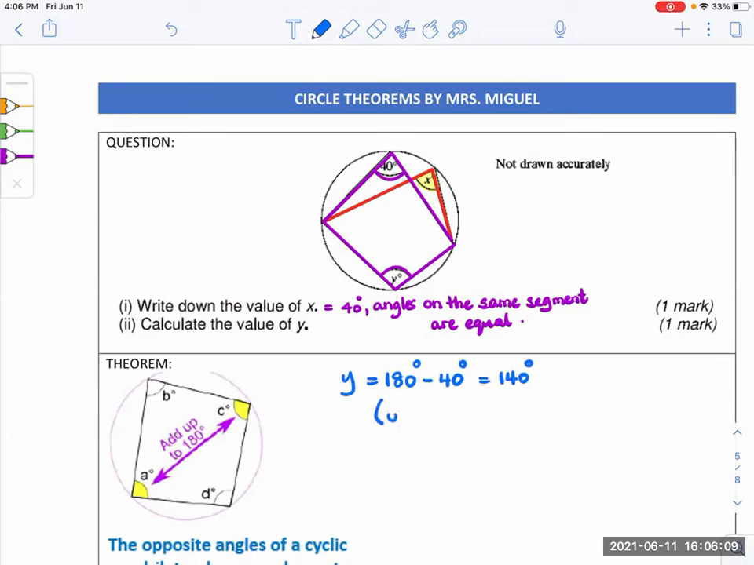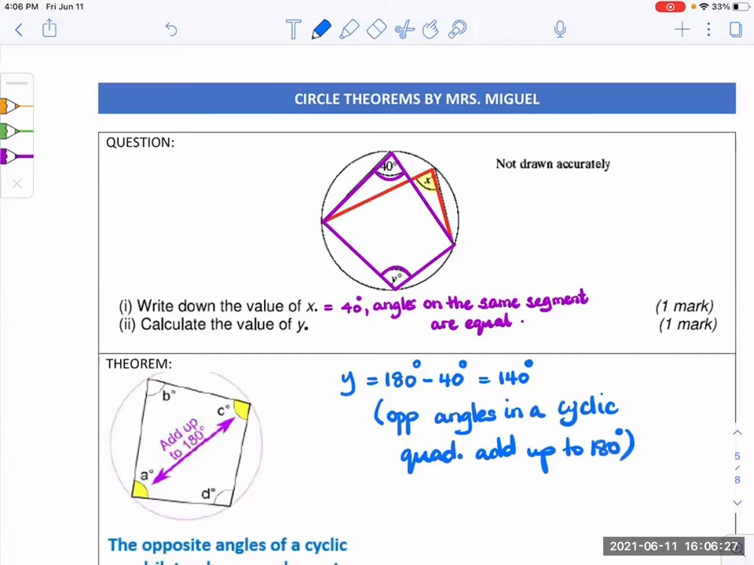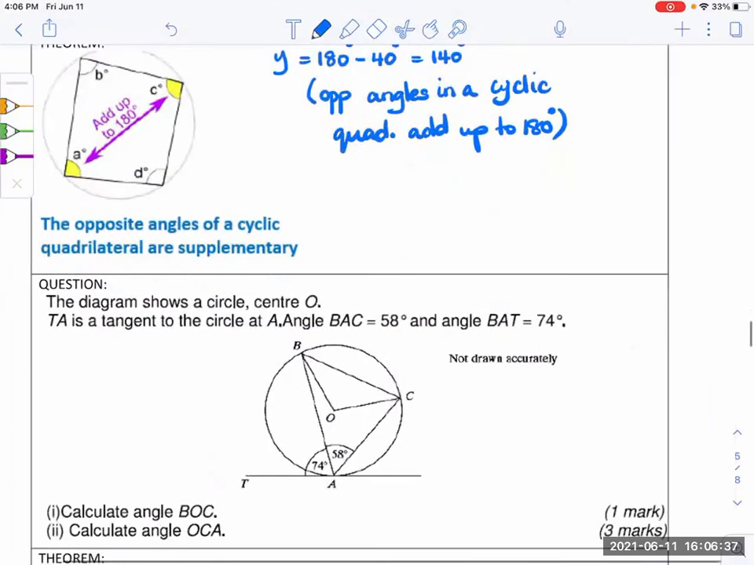The reason is opposite angles in a cyclic quadrilateral add up to 180, or the sum of the angles in a cyclic quadrilateral. Right. Are we okay so far? Yes, miss. All right.